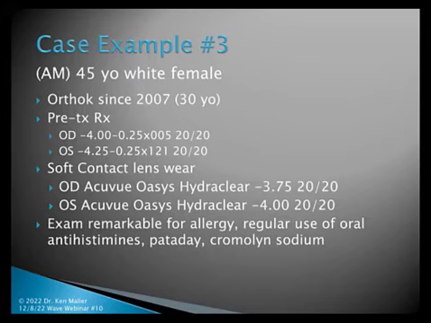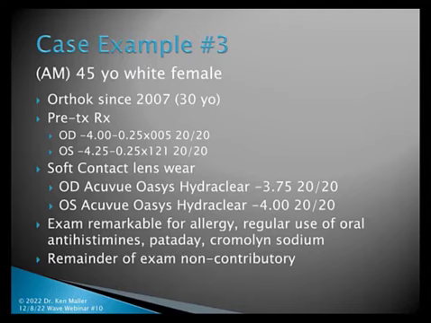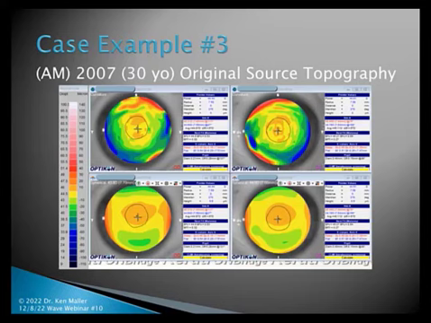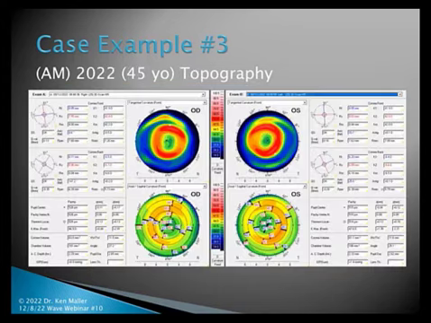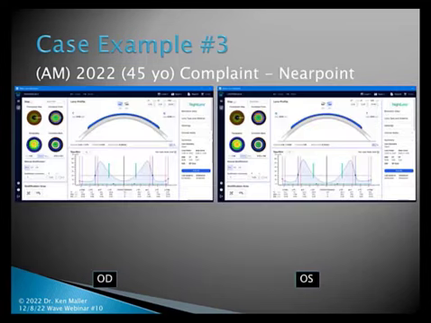I scripted out Pataday for her allergies as well as cromolyn sodium, and the rest of her exam was non-contributory. These were the original maps that I took back in '07 when she was 30 years of age. You can see on the top the curvature map, and on the bottom basically an elevation map. And these were the maps in 2022, this year, it's actually just a couple of months ago, that she came in now at 45 years of age. And we can all guess what her complaint is. She can't read through the Ortho-K that she's seeing.